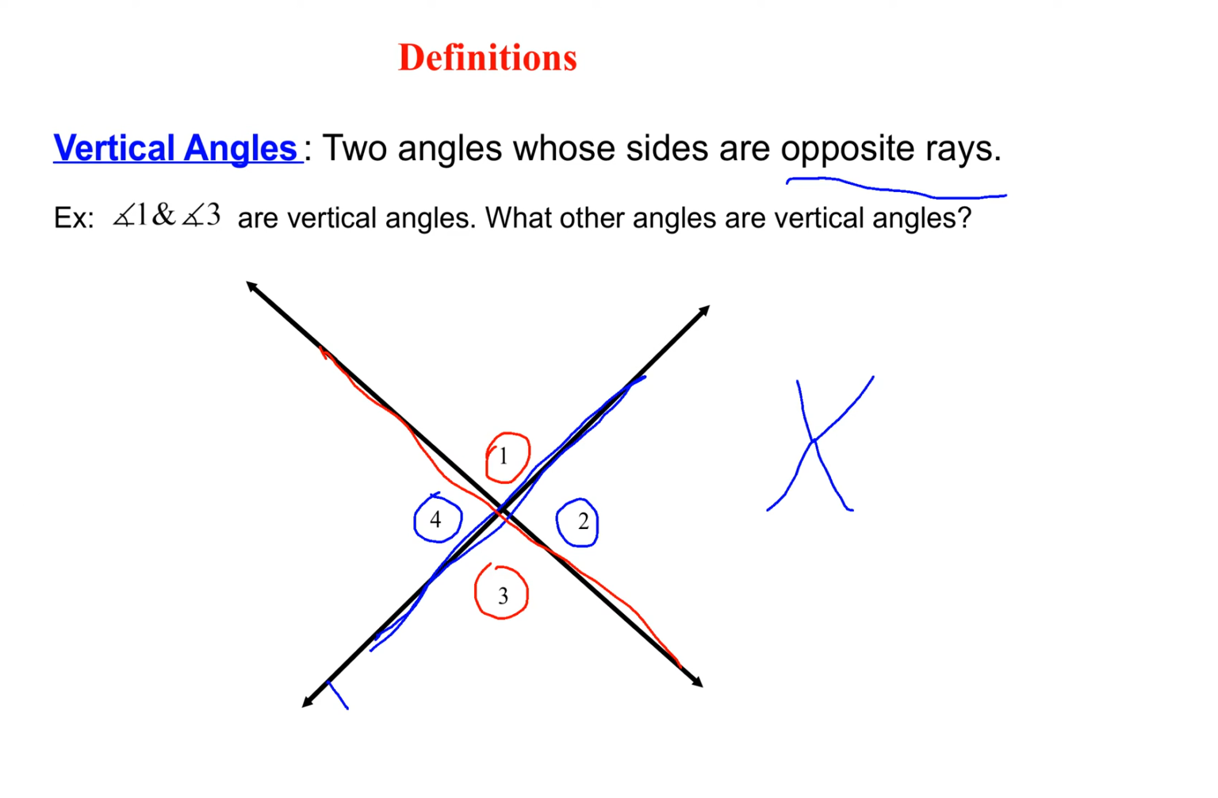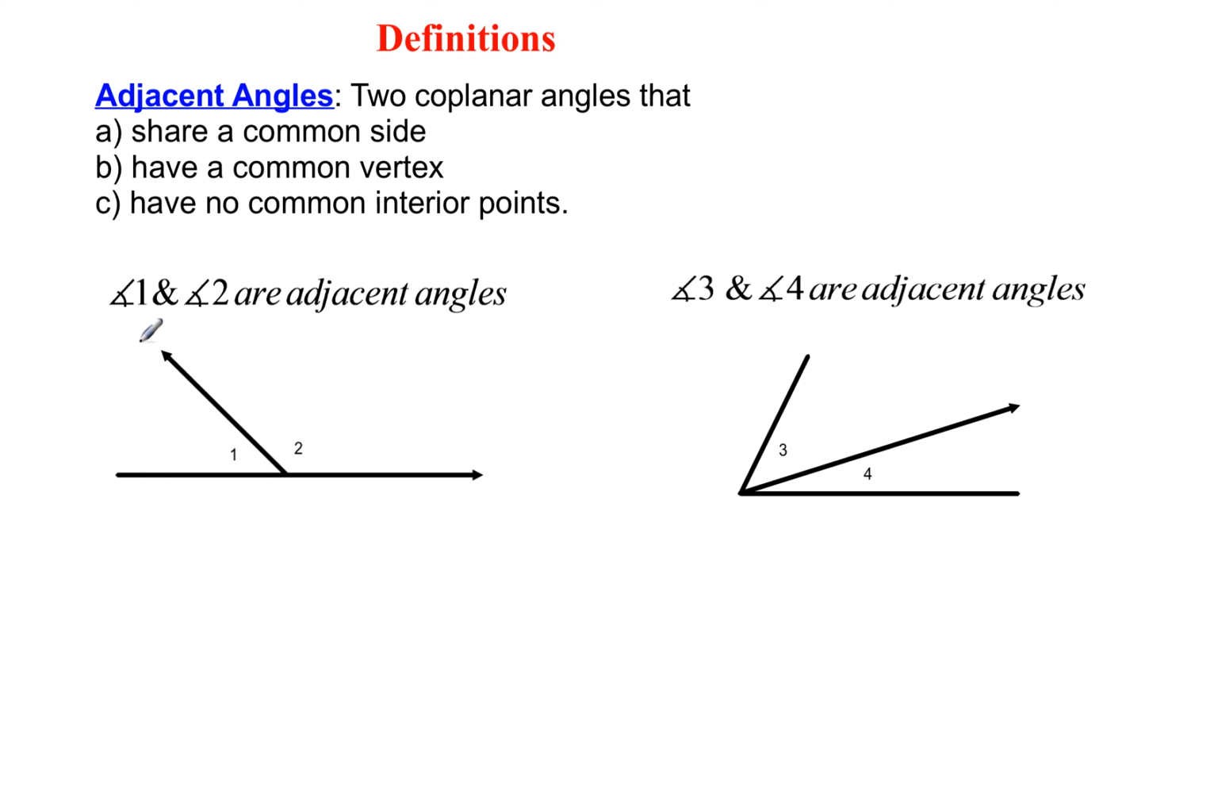Let's take another definition of angles. We have what are called adjacent angles. So adjacent angles are two coplanar angles that meet the following criteria. Number one, they share a common side. Notice how angles 1 and 2 share a common side, which is this side right over here. B, they have a common vertex. Here is the common vertex between angles 1 and 2. And C, they have no common interior points.